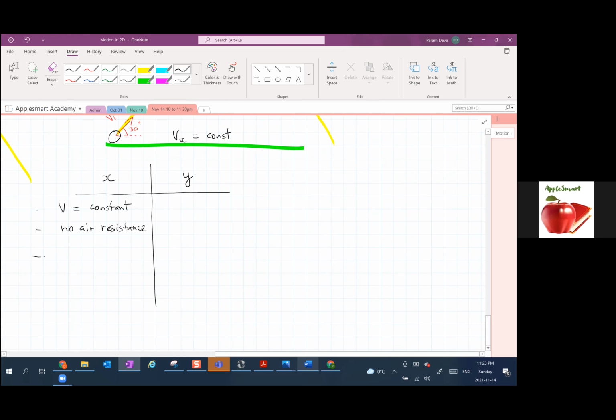What that means is if V along x is constant, obviously what that means is there is no acceleration along the x. Would you agree with that, folks?